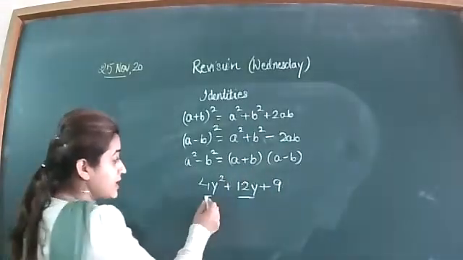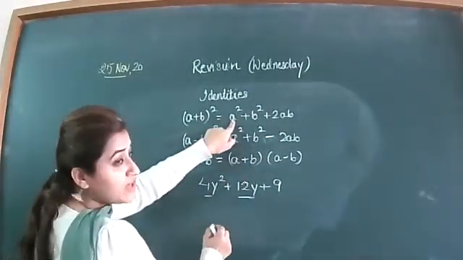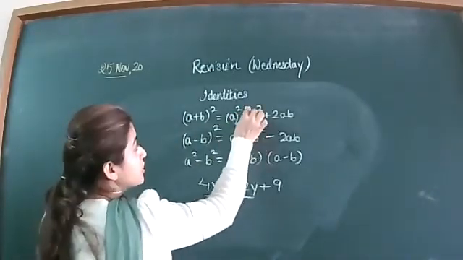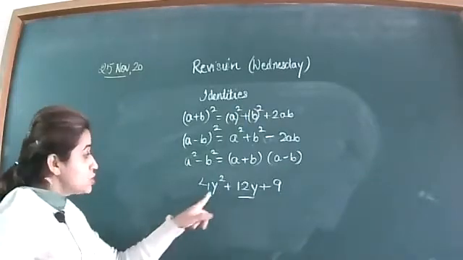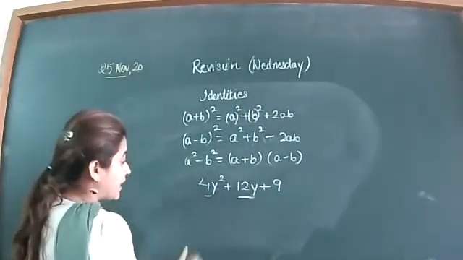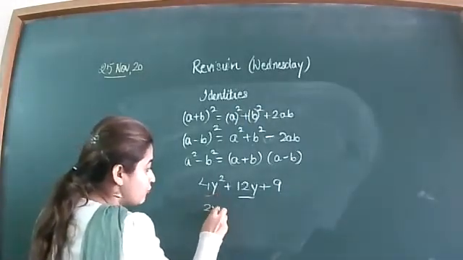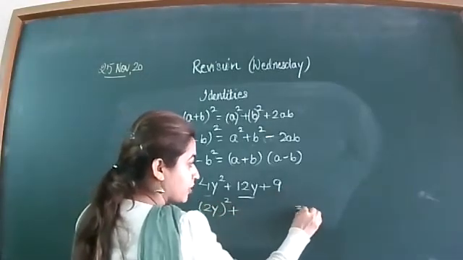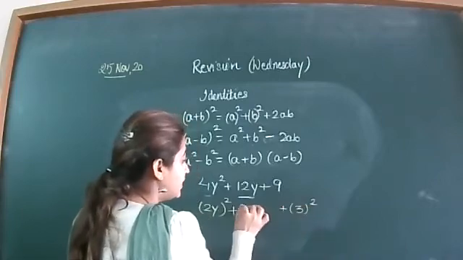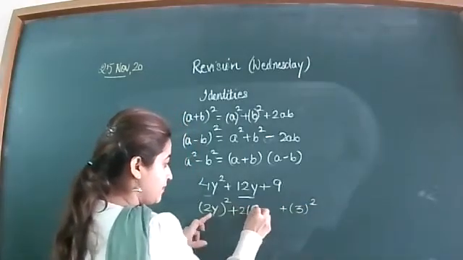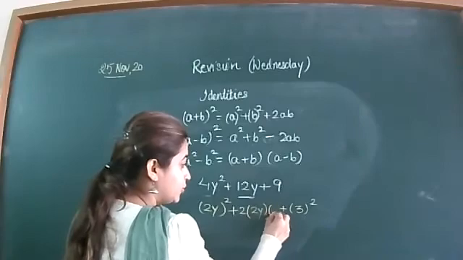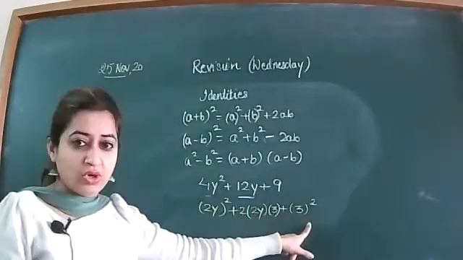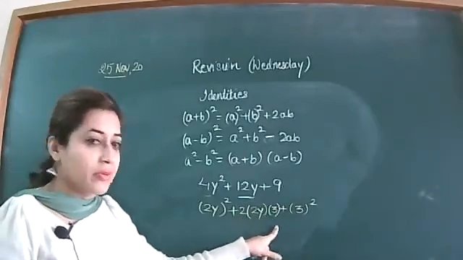Now apply the identity. For this you can see that here we have a square. A square means complete a square. B square means complete b square. So in this way you have to write this as 2y whole square. This is your a square, this is your b square, and in the middle you have 2 into a into b, that is 2ab.